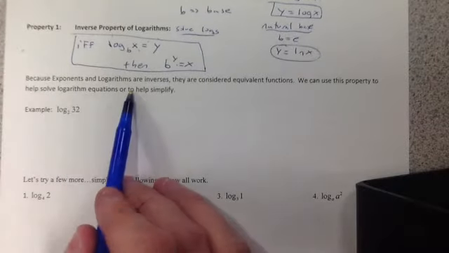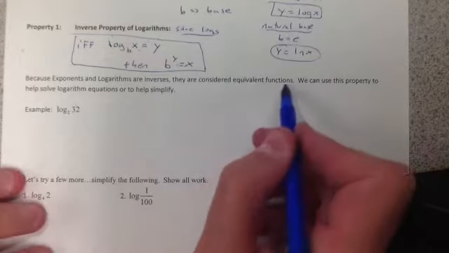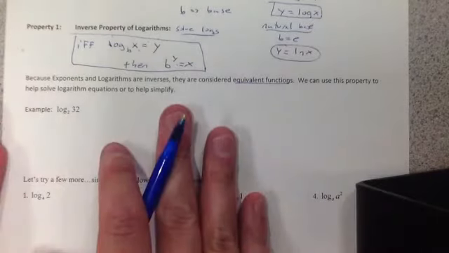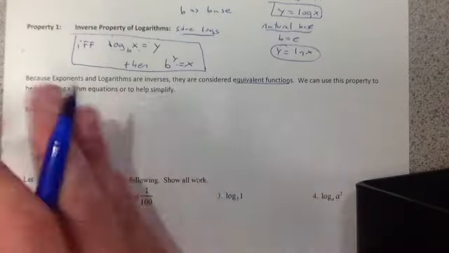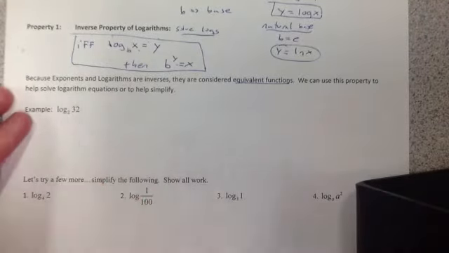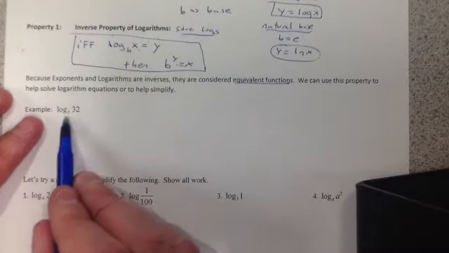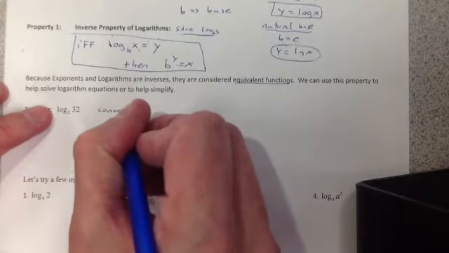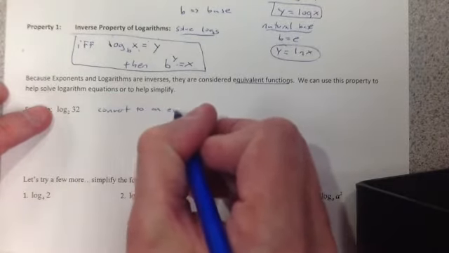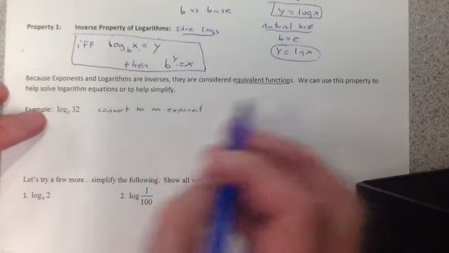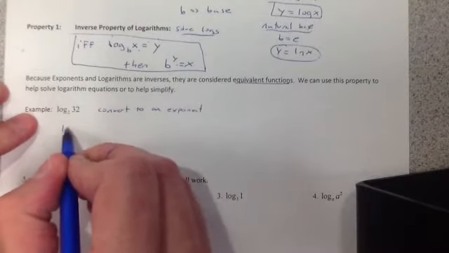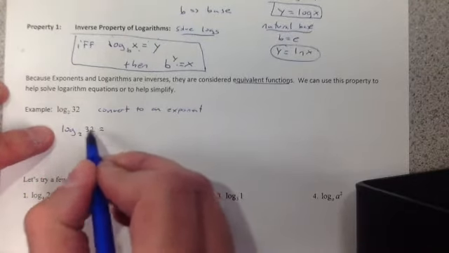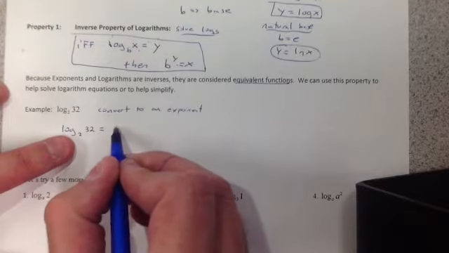Because exponents and logarithms are inverses, they are considered equivalent functions. So we can use either the logs or the exponents to help us simplify. Let's take an example. We want to simplify log base 2 of 32. What we're going to do is convert to an exponent. So I'm going to rewrite it, log base 2 of 32, and set that equal to some letter, I don't know what it is. We'll call it A.